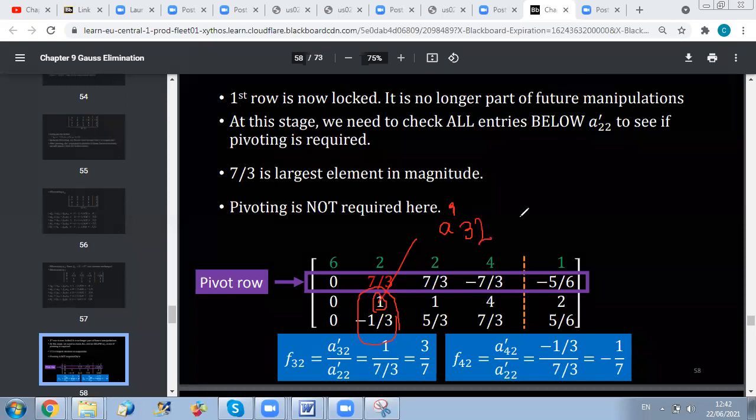And now I can define the factor F to eliminate it, F32, as A prime 3,2 over A prime 2,2, which is now the pivot element. This is A prime 2,2, which is 7 over 3. So now I defined my factor, which is equal to 3 over 7. And then I will find the updated coefficients here.